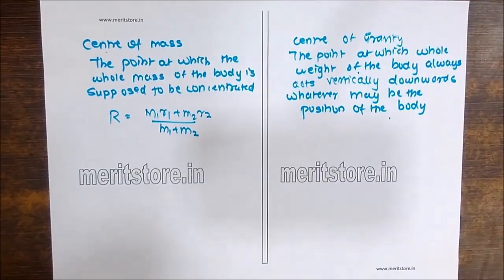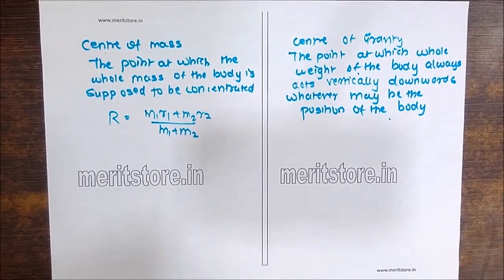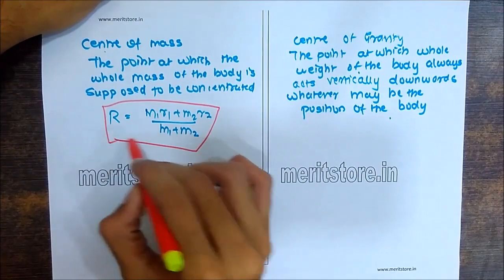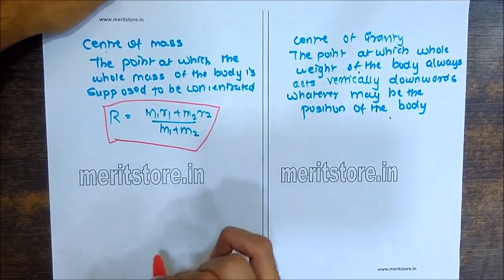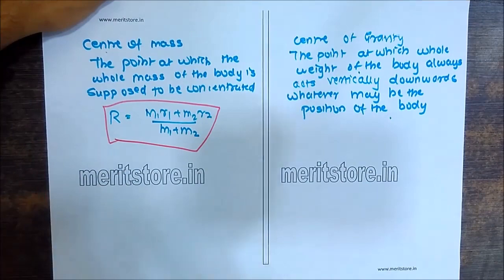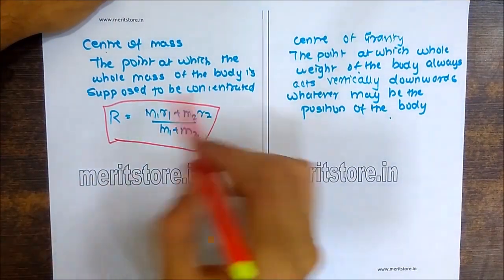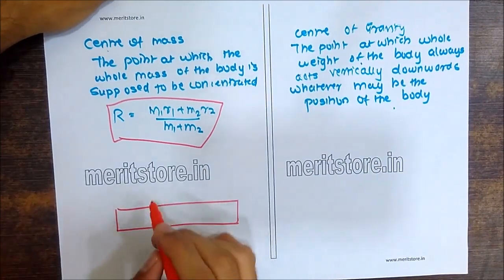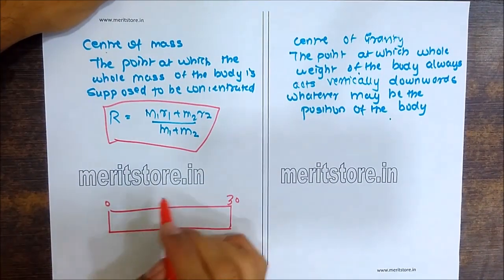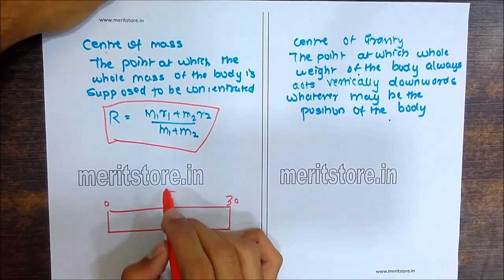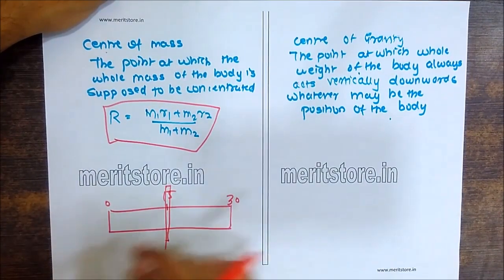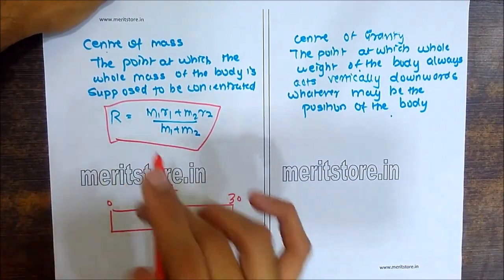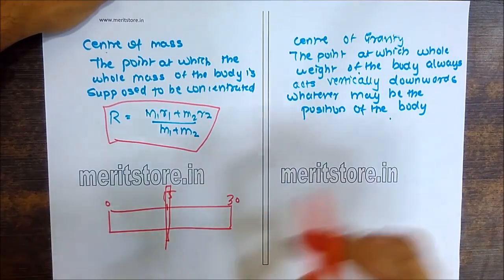Next we have the center of mass. Center of mass is the point at which the whole mass of the body is supposed to be concentrated. That is given by the formula R equals m1r1 plus m2r2 upon m1 plus m2. It is a specific point on the whole body where the entire mass is supposed to be concentrated. Suppose we have a scale of 0 to 30 centimeters. The center is 15, so we can balance the scale at exactly about 15 centimeters. That is the center of mass of the object.